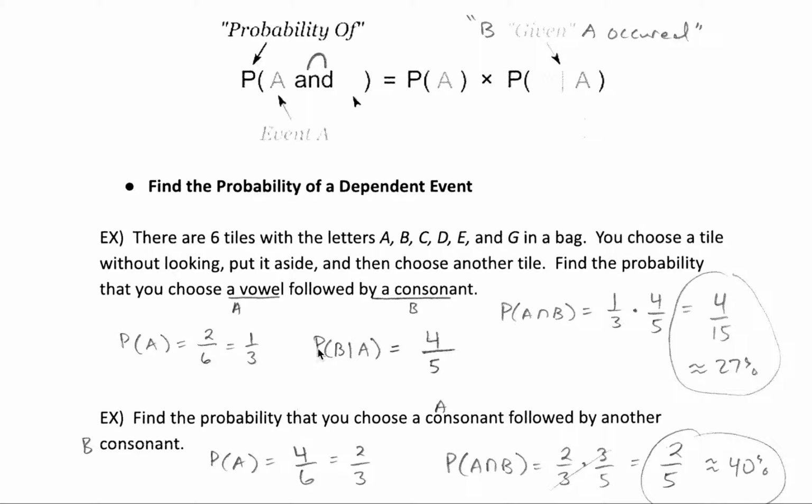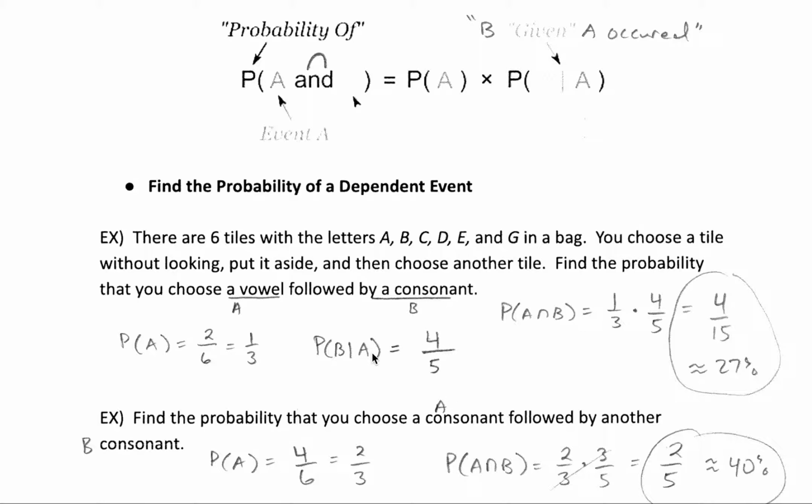Here's our conditional probability. So given that we chose a vowel or chose a tile to begin with, what is the probability that we choose a consonant next? Well, first of all, since we chose a tile and did not put it back, now we only have 5 tiles in the bag. So our probability is going to be out of 5. Out of those 5 tiles, how many are consonants? That's that conditional part. Well, we chose a vowel first, so we still have the same number of consonants. We still have 4 consonants left. So 4 out of the 5 tiles left are consonants.